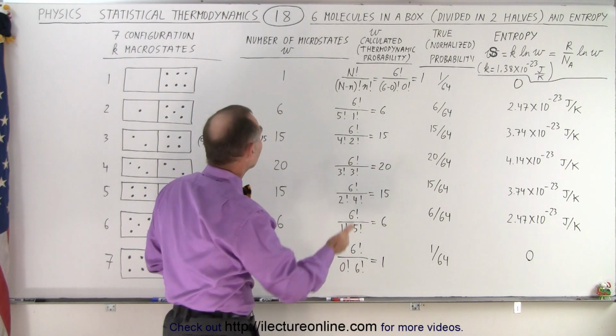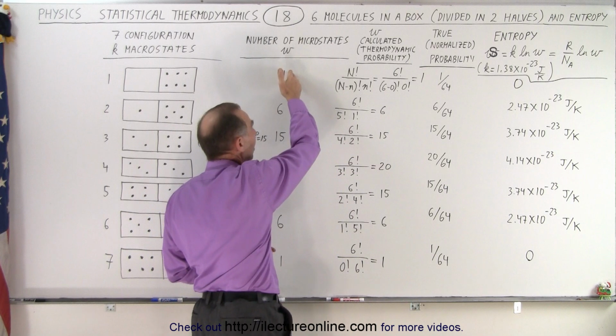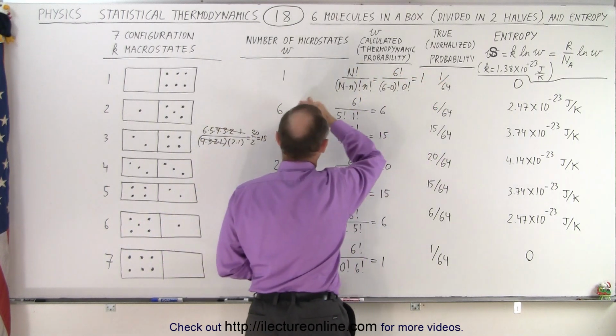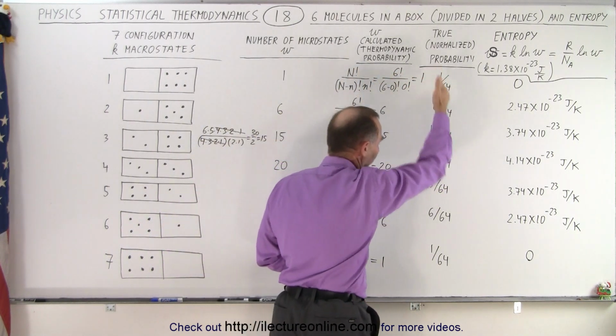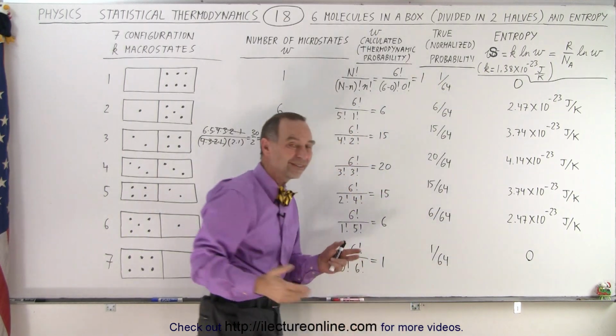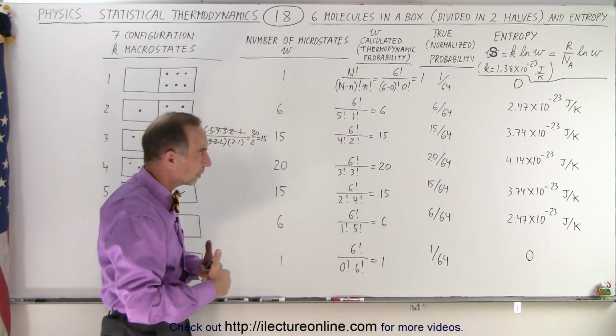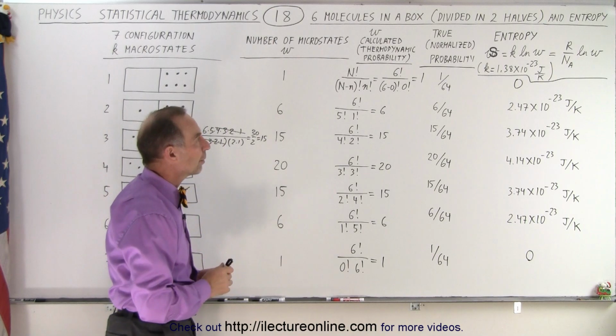And then we can see that there's one particular occasion out of the 64, or 6 out of 64, or 15 out of 64. So you can see when you add all these up, you end up at 64 out of 64, which is equal to 1. So we call that a normalized probability.